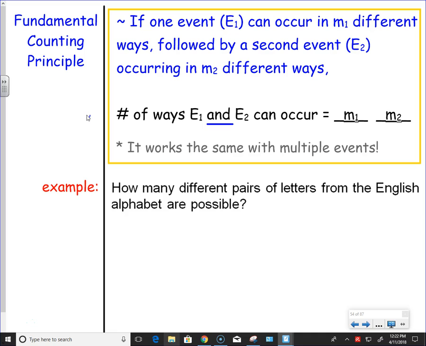Let's talk about a principle that we can use to simplify and not just have to be like, well, if my brain can see it, I'll get it, and if it can't, oh well. There are some strategies, and here's one of them, the fundamental counting principle.